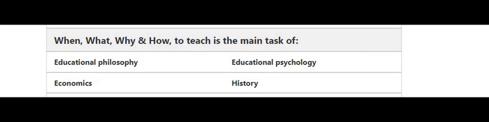When, what, why, how to teach is the main task of educational philosophy, educational psychology, economics, history. The correct answer is educational psychology. The method used to evaluate the curriculum is formative evaluation, summative evaluation, diagnostic evaluation. The correct answer is A, B, C, all of these.